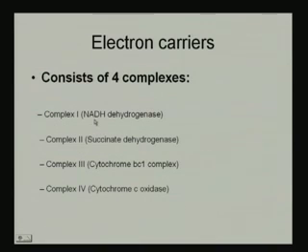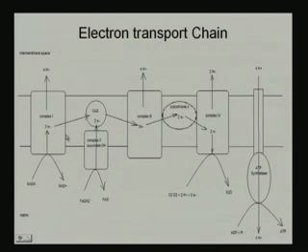Complex 1 is NADH dehydrogenase, complex 2 is succinate dehydrogenase, complex 3 is the cytochrome BC1 complex and complex 4 is cytochrome C oxidase. Now, let us come one by one to each of these complexes which help in the electron transport chain. At a glance, let us see how this electron transport chain looks, with these different complexes.